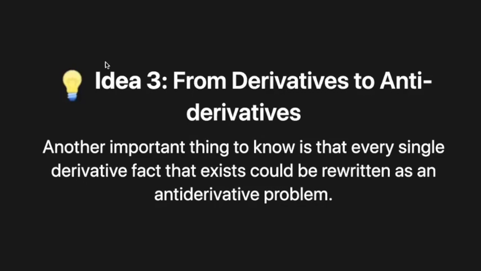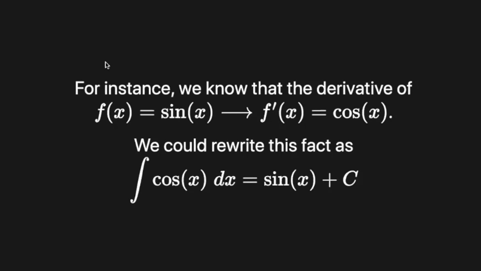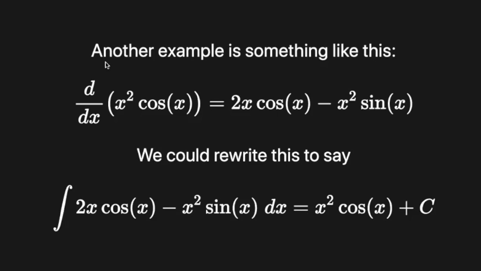Another important thing to know is that every single derivative fact that exists could be rewritten as an antiderivative problem. For instance, we know that the derivative of sine of x is cosine of x. We could rewrite that as the antiderivative of cosine of x is equal to sine of x plus C. Another example is something like this: the derivative of x squared times cosine of x is equal to 2x times cosine of x minus x squared times sine of x. We could rewrite this to say the antiderivative of 2x times cosine of x minus x squared times sine of x dx is equal to x squared times cosine of x plus C.